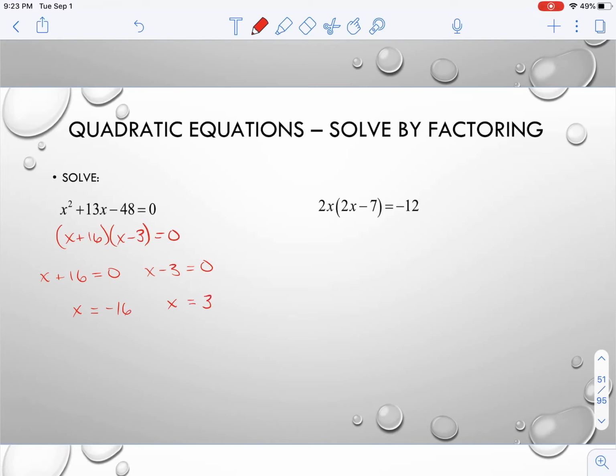In example number 2 here, I have 2x times the quantity 2x minus 7 equals negative 12. Right now the left side is written factored, but the problem is the right side is not set equal to 0. So I'm going to have to distribute, and then add that 12 back over to the other side so that I have something set equal to 0 that I'm actually allowed to try to solve. If I distribute here, I'm going to have 4x squared minus 14x plus 12 equal to 0.